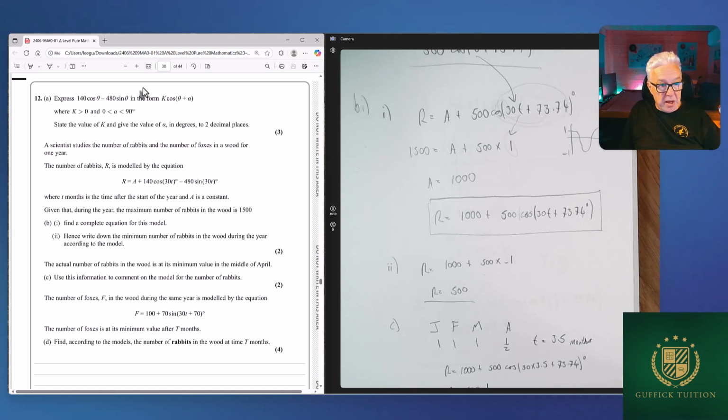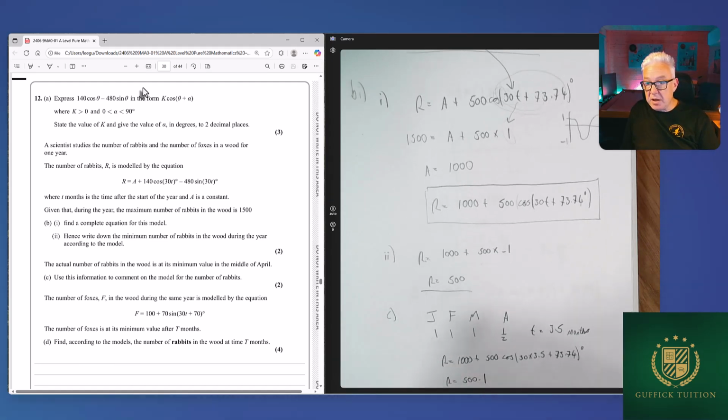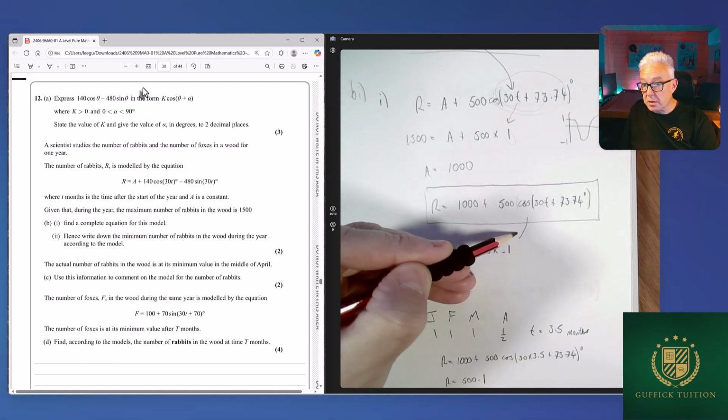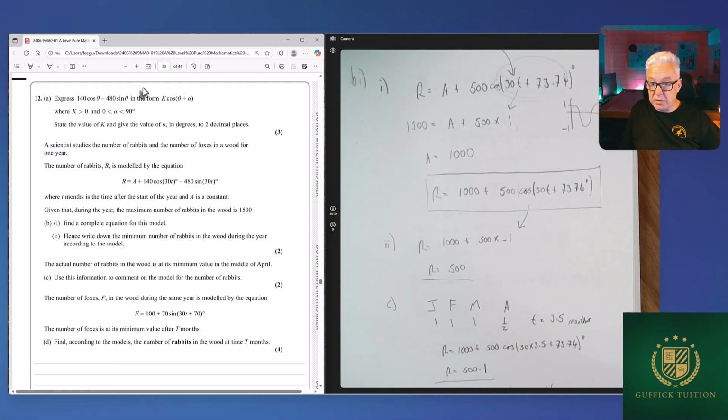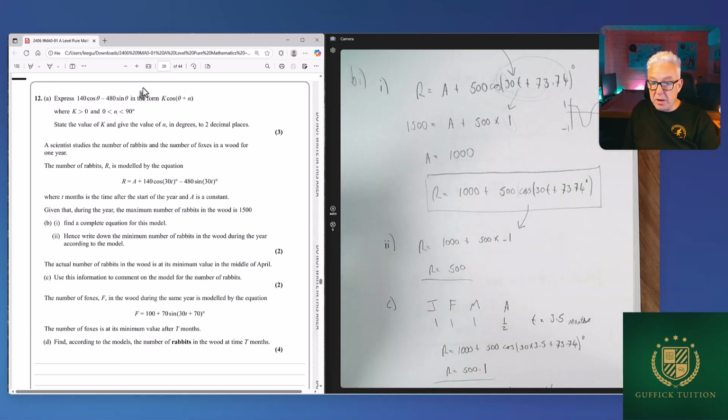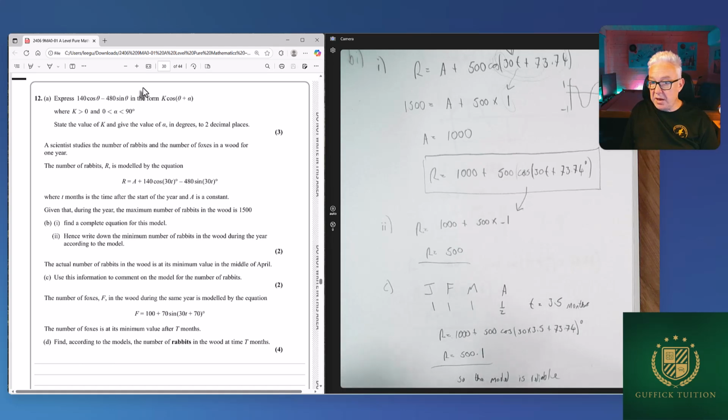B part 2: hence write down the minimum number of rabbits in the wood during the year according to the model. The minimum number of rabbits is going to occur when this cosine function is minus 1. So R is equal to 1,000 plus 500 times minus 1, which is 1,000 take away 500. So that is going to be 500. So the minimum number of rabbits is 500.